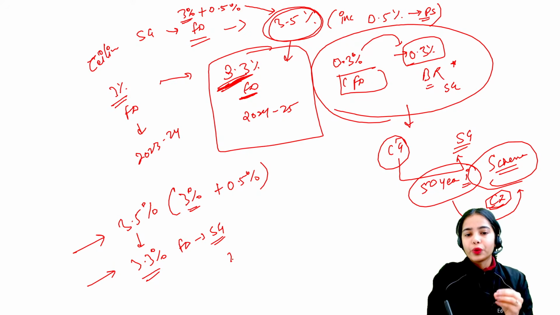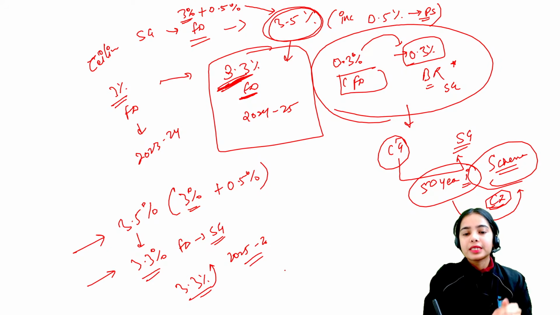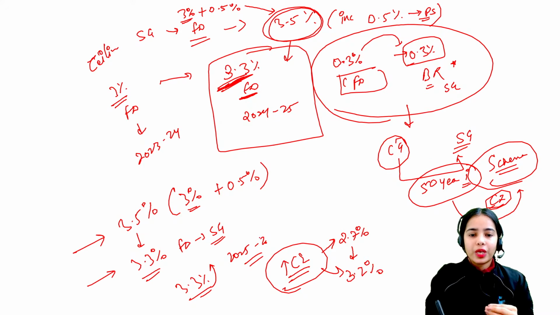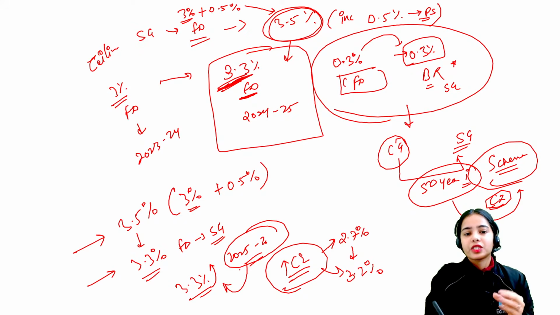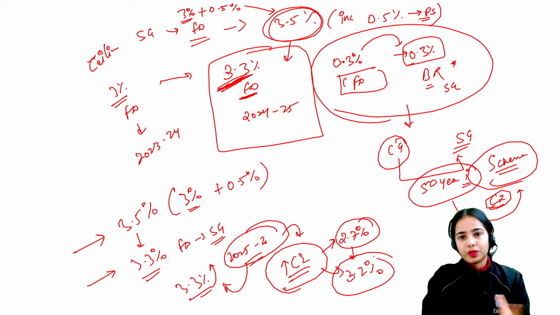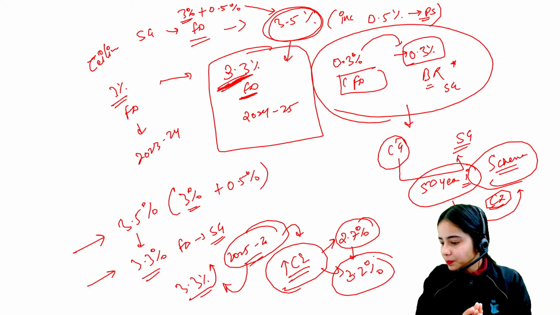Now it is said that for 2025-26 also this 3.3% fiscal deficit will continue, but in 2025-26 there will be higher capital expenditure by the state governments, as they are going to increase their capital expenditure from 2.7% to 3.2%. So in 2025-26 the fiscal deficit is going to remain at 3.3%, but the states are going to increase their capital expenditure from 2.7% to 3.2%. So this is the whole summary.